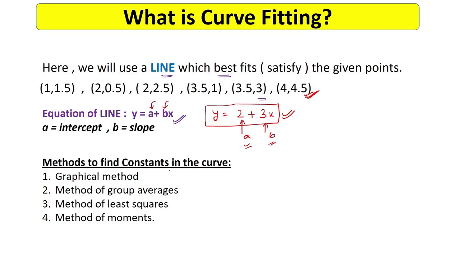Now there are many methods to find these a, b, or the constants in the curve. For example, we have graphical methods, the method of group average, the method of least squares, and the method of moments. In this video, we will use the method of least squares to find these constants, or the equation of the straight line. We will see how it helps us with the help of a working example.